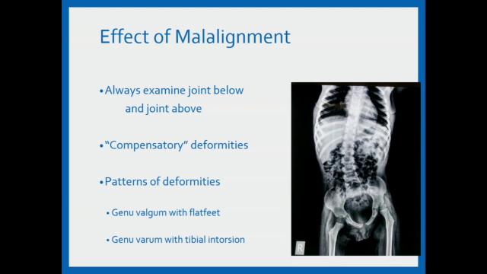You look at the effect of malalignment. So if you're observing a malalignment in the limb, then you must examine the spine. So the general dictum of joint above and joint below. So this particular example that you see here is basically a CP child who has an abduction contracture on the right hip that has resulted in a pelvic obliquity and a compensatory scoliosis of the spine.